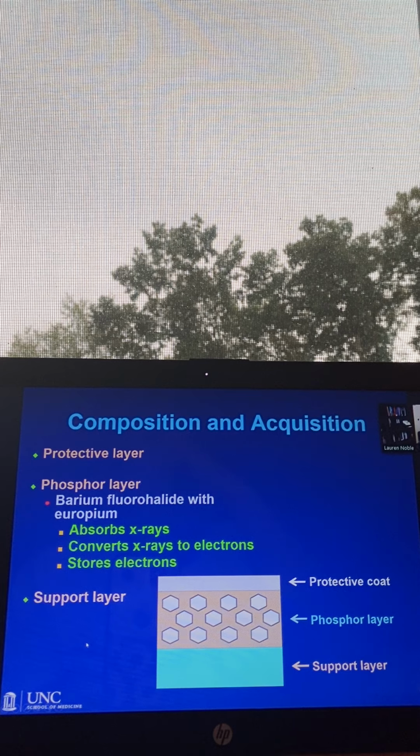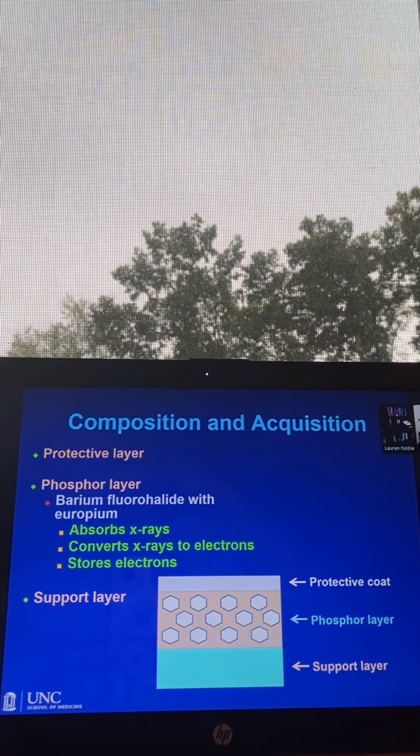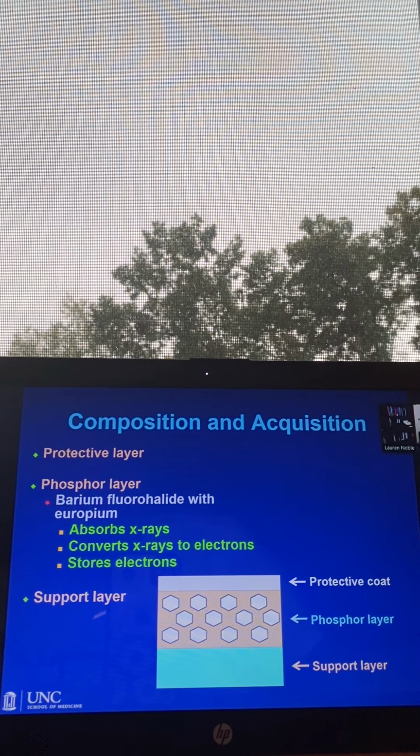So in terms of the composition and the acquisition, there is a protective layer. So what you're looking at is like if we were to take a cross section of that phosphor plate. Now, of course, that phosphor plate is really, really thin, so it's magnified here for you to appreciate it. But this is the protective coating. So that white layer that you saw in the previous slide, that's the protective coating. The active layer is this layer here, and those are the phosphor crystals.